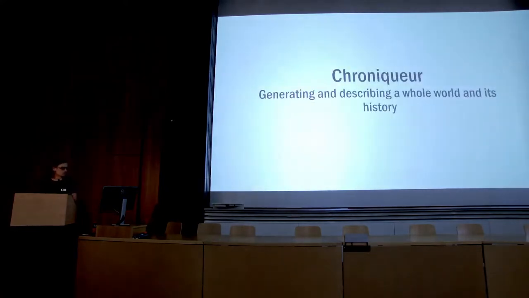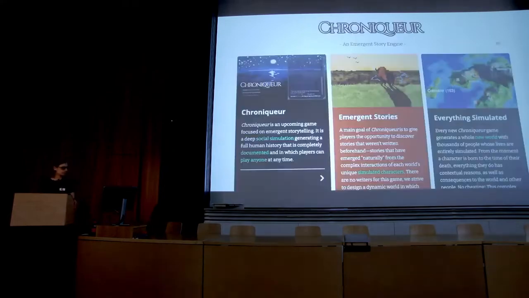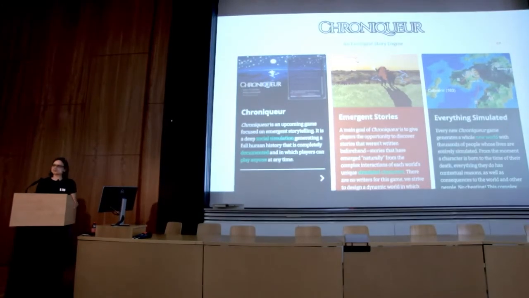Okay, so just concluding with my current work, I've upped the scale, now that I know how to do this. I'm generating and describing a whole world and its history. The quick pitch is: imagine The Sims, but for a full society. I don't have 3D representation, so this is where text generation is useful. I describe what's happening in that society through generated text. My goal is to emphasize the discovery of emergent stories.